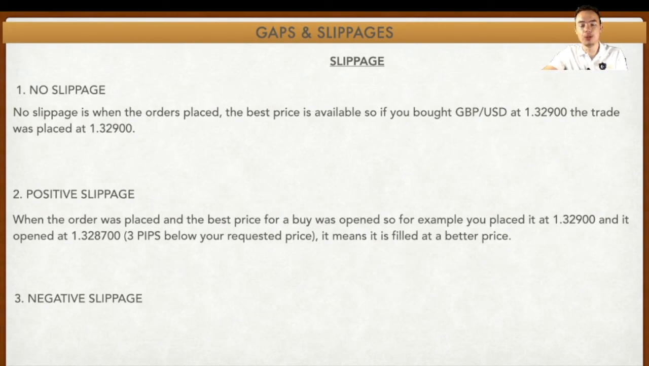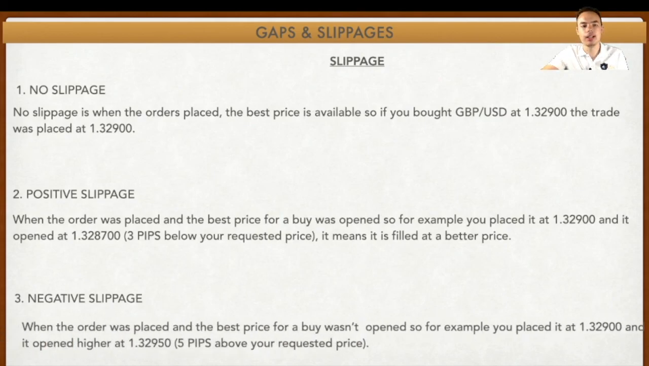So if you place a buy at 1.32900, and let's say the trade opens at 1.32870, 3 pips below what you initially wanted to enter at, that means you got a better price. You got a lower price to buy at. Remember, you want to buy low, sell high. So you enter at a lower price. So you'll get a little bit more profit.